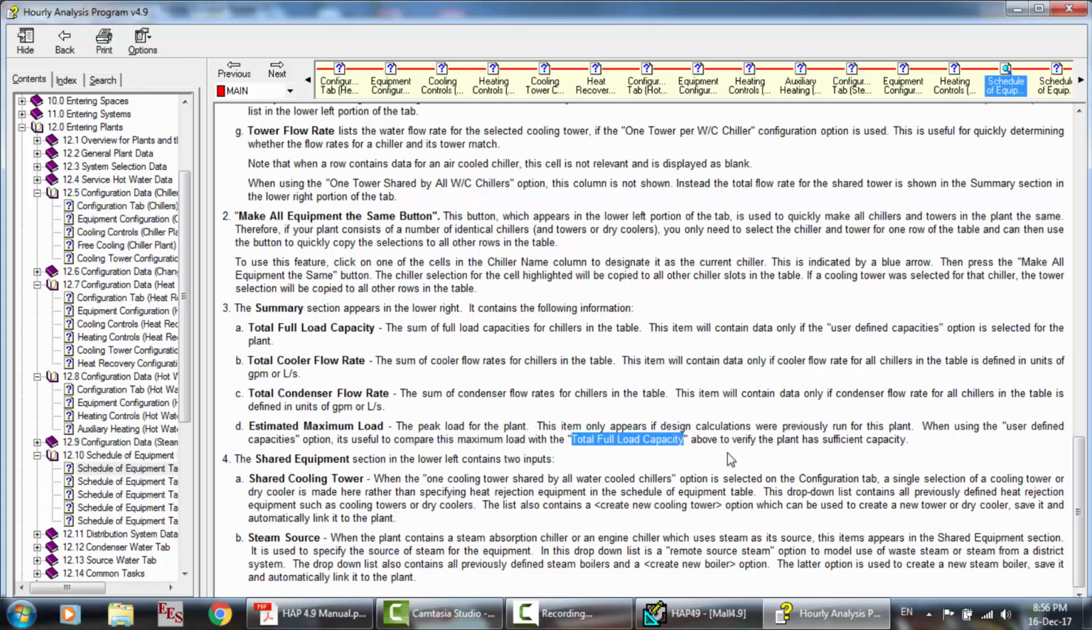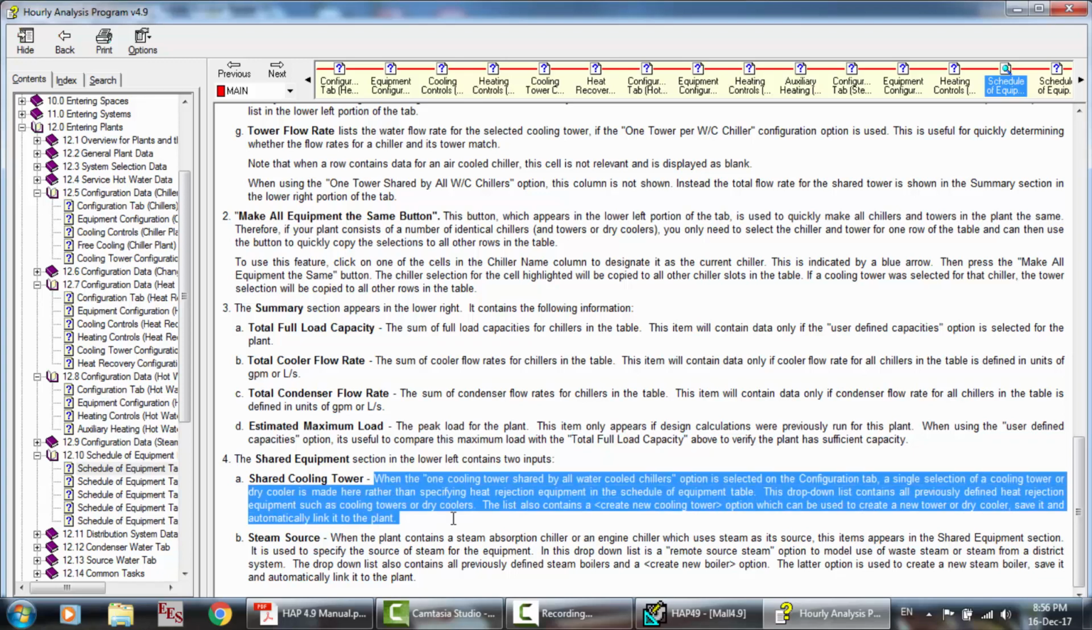In the shared equipment, we also have the shared cooling tower, and we have the steam source. When the one cooling tower shared by water cooled chillers option is selected on the configuration tab, a single selection of a cooling tower or dry cooler is made here. Also, this drop-down contains all previously defined heat rejection equipment, like what I have just shown to you. So here is this.